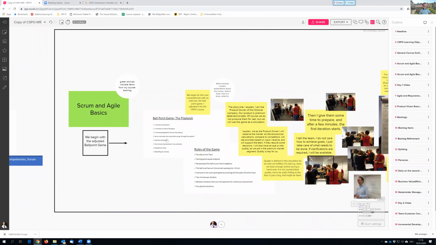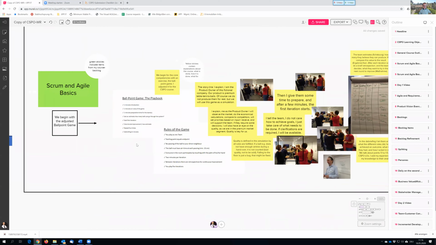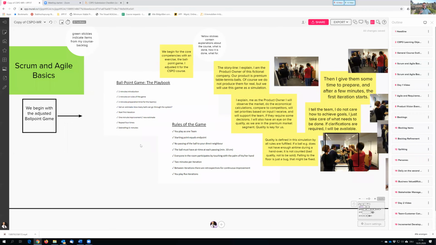We begin with an adjusted version of the ballpoint game. So what does that mean? The storyline is actually that we are a virtual company, so we are simulating something. We produce premium class table tennis balls. Of course, we don't really produce them. We simulate that, and we simulate it by following these rules and by this explanation.